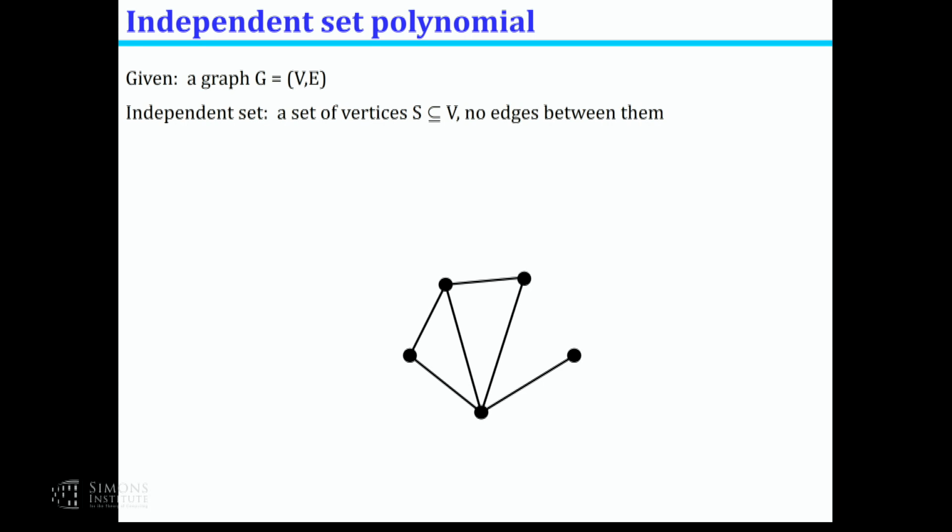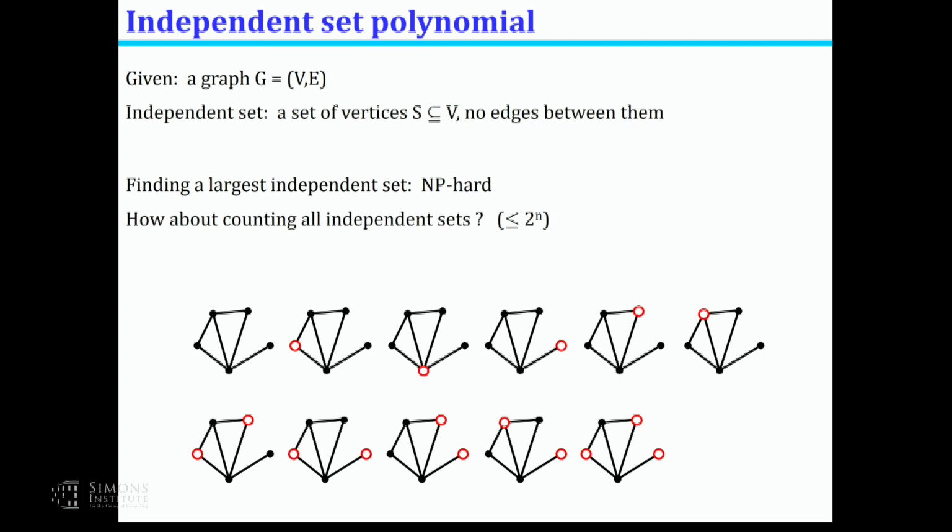So we are given a graph G, and an independent set is a set of vertices where we have no edges between them. This is an example of an independent set of size 3, and it is a very well-known NP-hard problem to find a largest independent set. So what people have looked at as a complementary way of looking at the problem is, what if we don't try to go for the optimization problem? What if we don't try to find the largest one, but look at all of them? Finding a small independent set, namely the empty one when we don't have any vertices, is an easy problem.